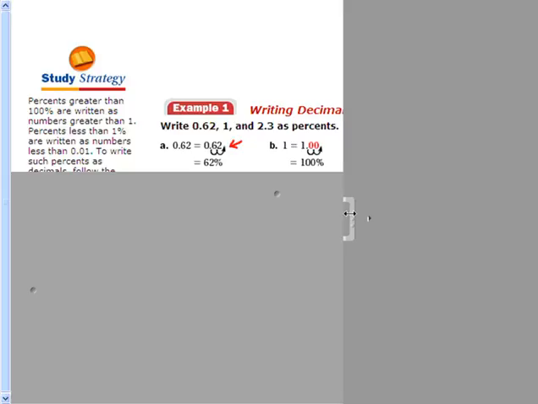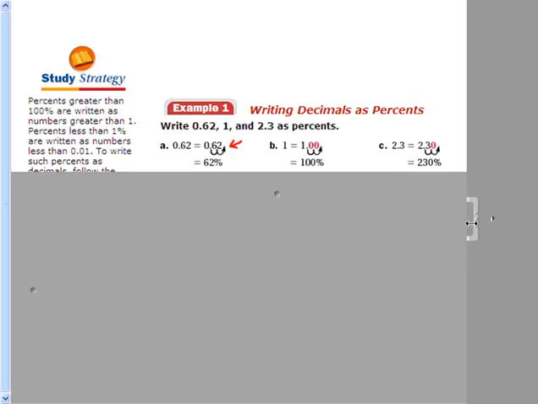This one's a little bit harder because we don't think about the number 1 having a decimal point. However, if we want to give it a decimal point, we can put it at the end of the number, moving the decimal point to the right twice. You can see you have to add 2 zeros, and the whole number 1 is equivalent to 100%. Here's another one that's not as simple as A. 2.3 or 2 3/10. Again, moving the decimal point to the right twice, you end up with 230%.